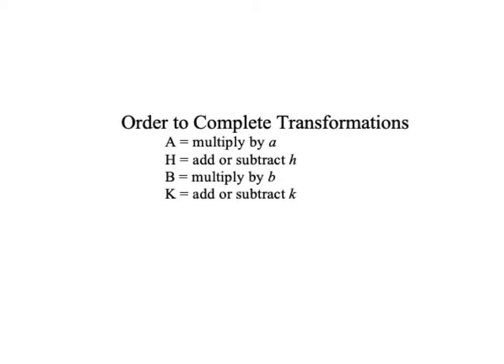Now, the order in which you complete transformations does matter, and different textbooks are going to tell you different things. Here's one acronym that'll help you get things in the correct order. So we're going to do AHBK, or you can come up with your own mnemonic device. A group of kids once said, "All hail Burger King," AHBK, to get your transformations correct.